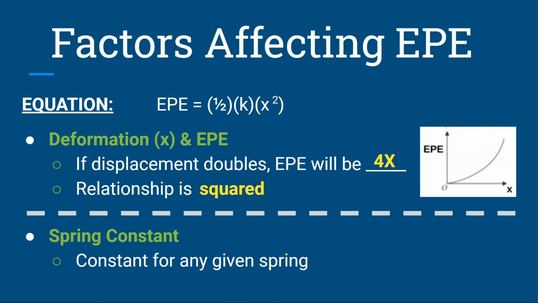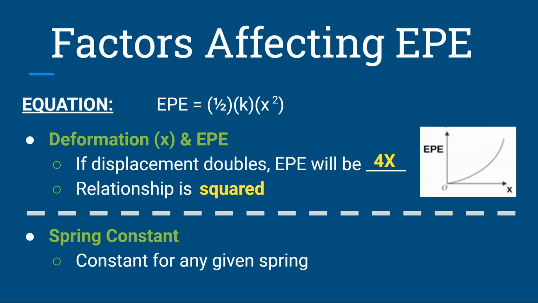Okay, and if you look at the equation, if you were to stretch the spring twice as much, or compress it for that matter, it doesn't matter. If you were to cause the displacement to be 2 times as much, what would that do to your elastic potential energy? And again, this is a squared relationship because the equation says 1/2 kx squared. The x is squared, so if you were to double your displacement, you would get 2 squared or 4 times the elastic potential energy.